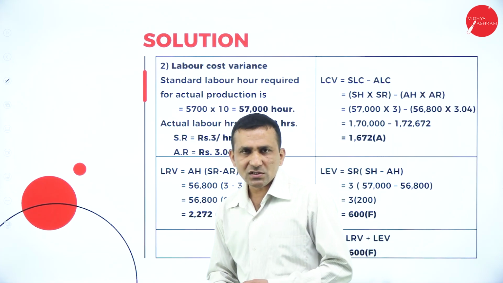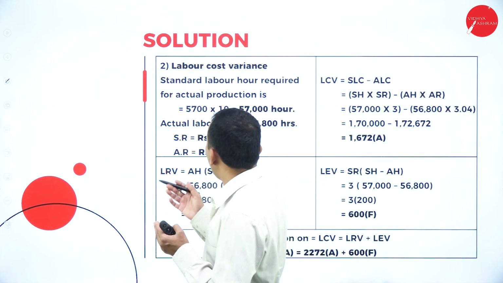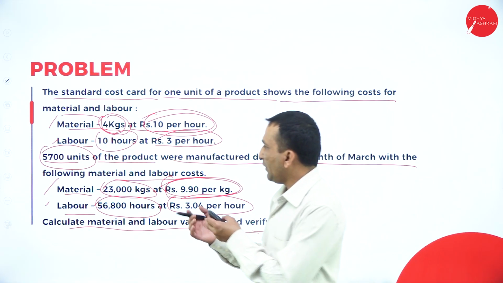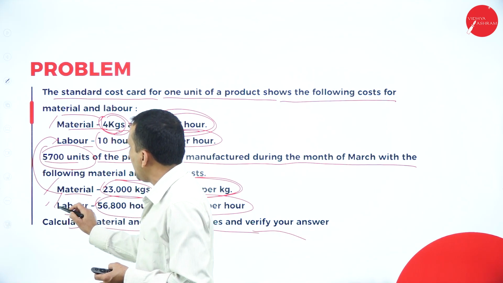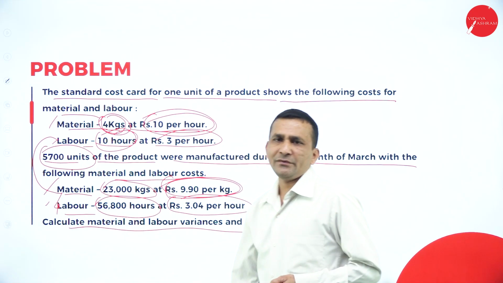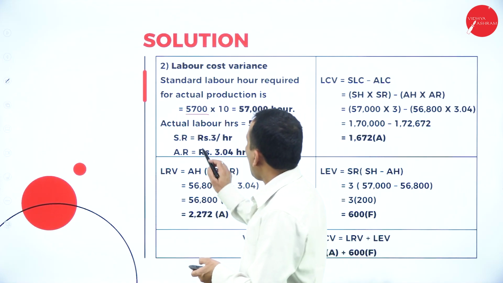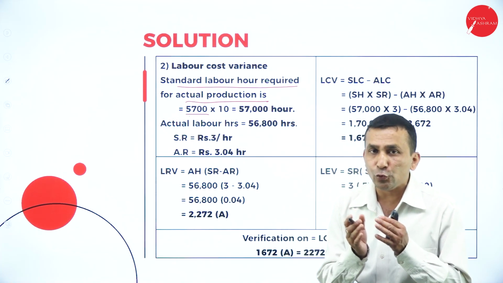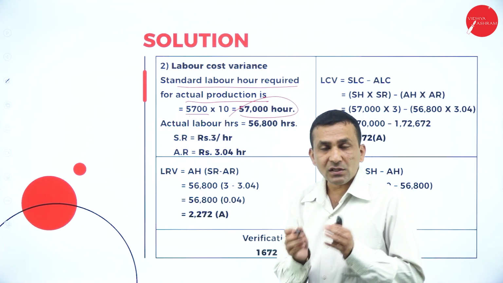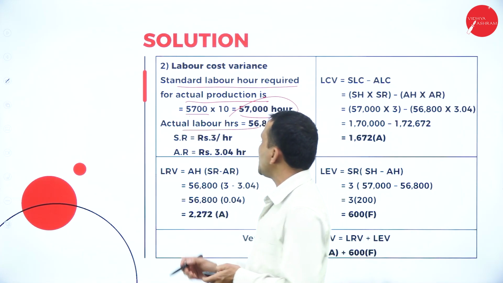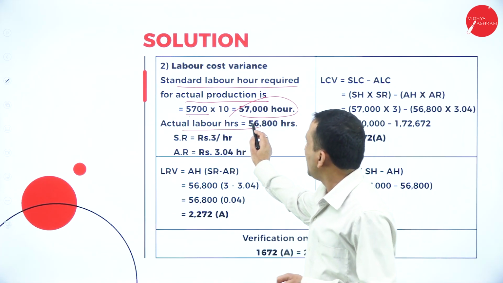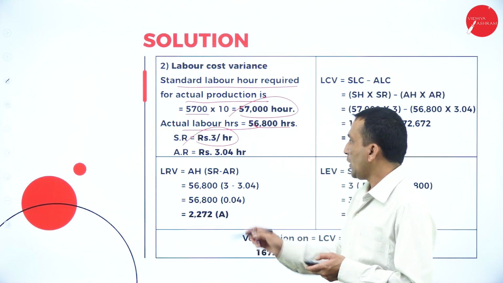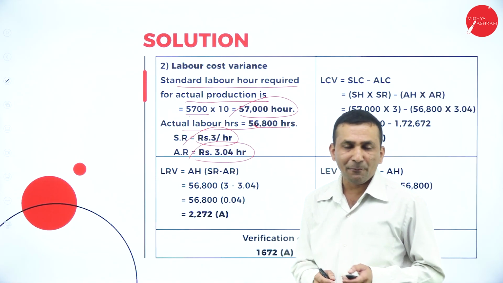Moving to the labor cost variance, the information again: how many units are we producing, 5,700 units. We need to refer only to the labor. So we are consuming 10 hours here. The standard labor hours required for actual production is 5,700 into 10 hours, which is 57,000 hours. The actual hours given in the question are only 56,800. The standard rate given in the question is 3 rupees, and the actual rate given is 3.04.